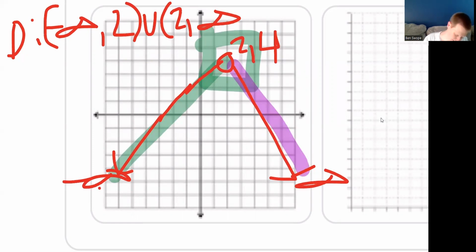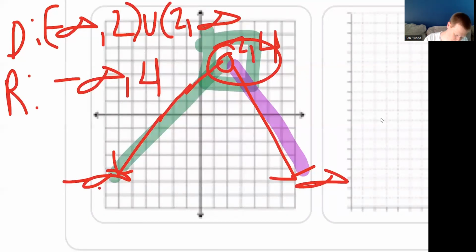The range for this one honestly wouldn't be very interesting. It goes down forever, and the highest it goes is 4, this point. Since that's an open circle, it would just be a parenthesis. That should be a parenthesis too.